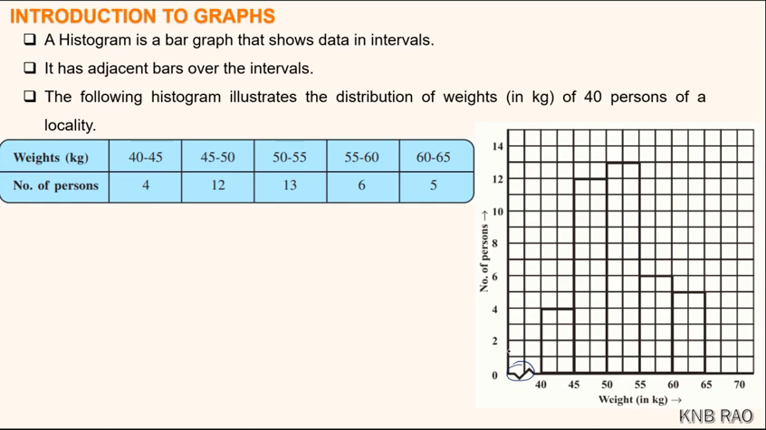Whereas on the vertical axis I am taking the number of persons, where this number of persons gives the frequency, where 4 people lie between 40 to 45 kg, 12 are of 45 to 50 kg weight. So, 50 to 55, 13 members are there, and 6 people are of weight 55 to 60 kg. Further 60 to 65, 5 people are there. So, this is how we represent. Here 1 unit is 1 person on the vertical axis. You have already learnt how to construct a histogram also. Here I am giving just a brief revision.